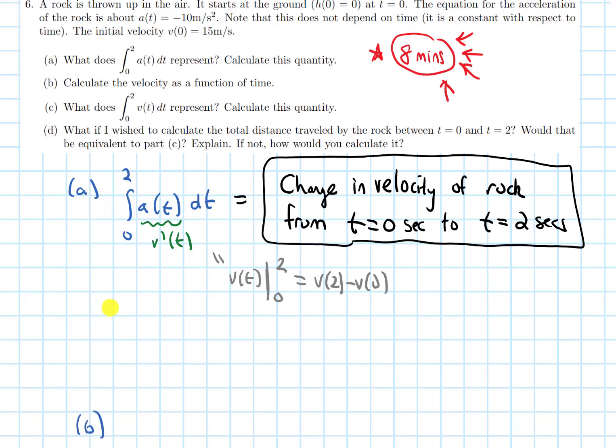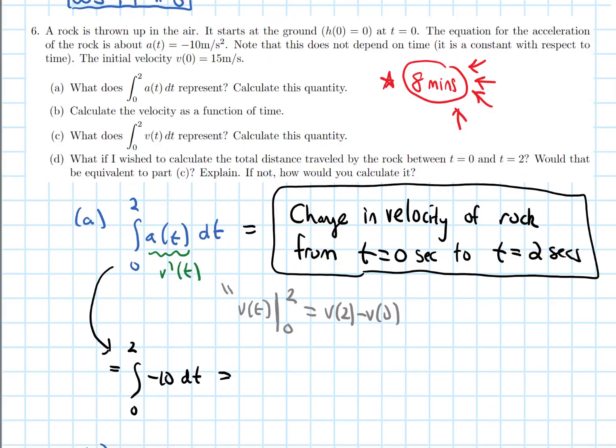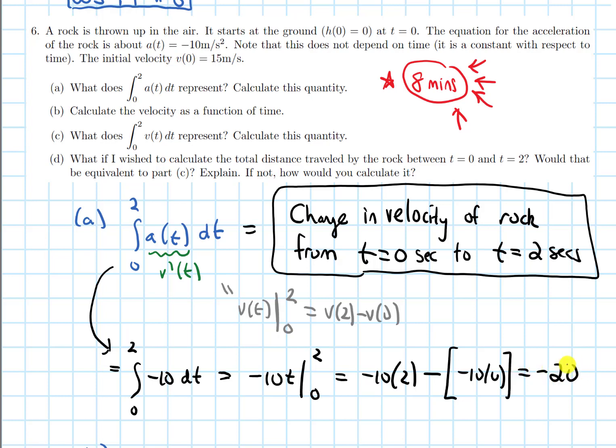Okay, so it wants us to compute this now. This integral will be equal to the integral from 0 to 2. My acceleration is negative 10, so we get negative 10 dt. The antiderivative would be negative 10t, and I have to plug in 2 and 0. If I plug in 2, we get negative 10 times 2, and then minus negative 10 times 0. Evaluating this, we get negative 20.